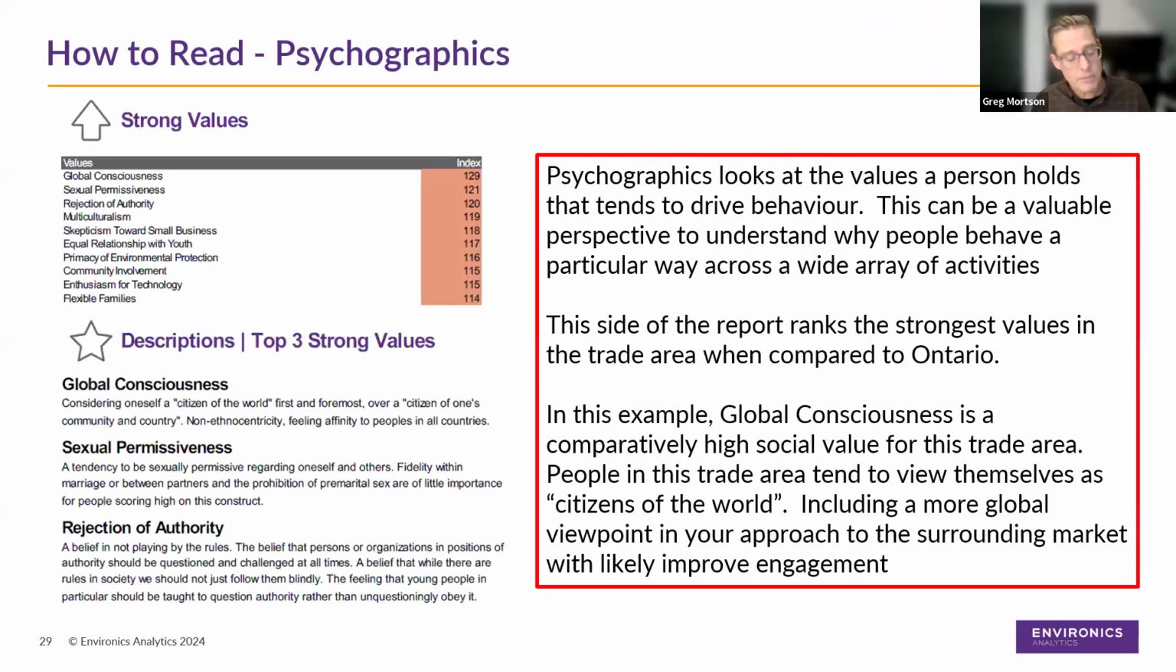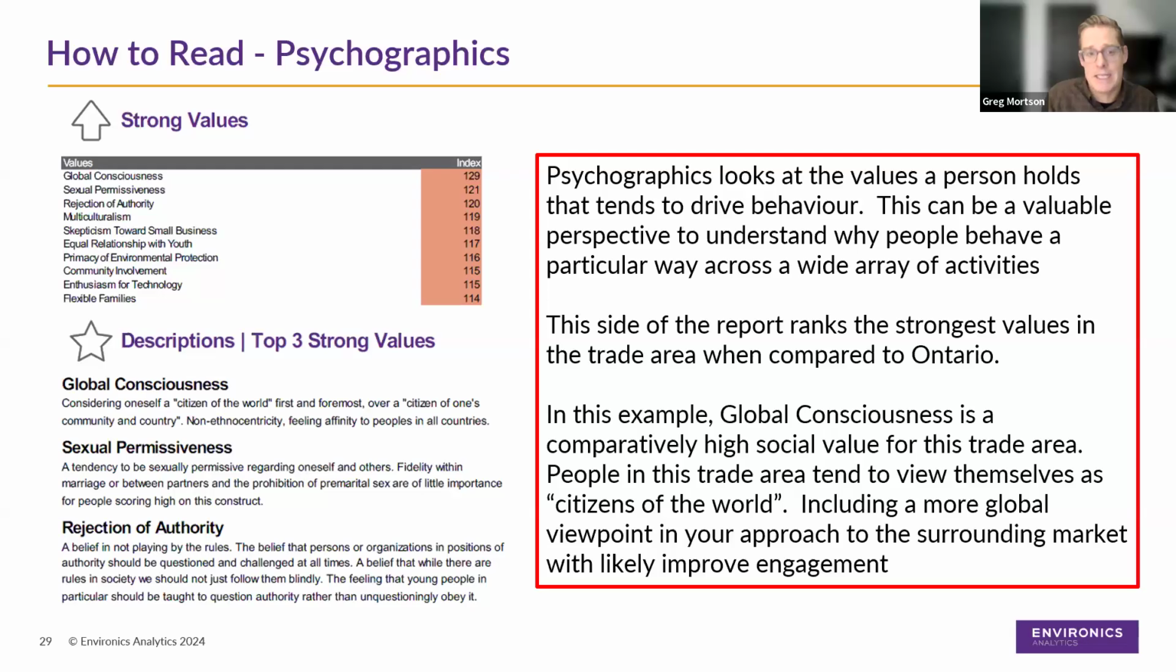I think another really interesting one for this crowd would be our psychographic data. These are the values the people in my trade area hold. So very interesting set of data here that allows you maybe to slightly tweak your messaging to better tap into what those values are of people in your trade area, because those values are what ultimately drives their behaviors.